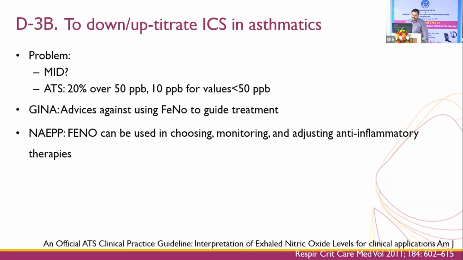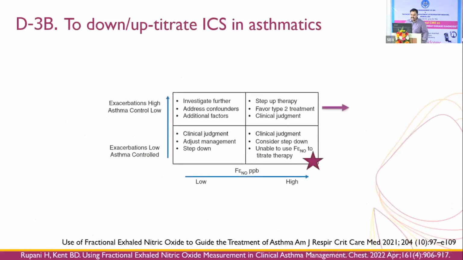GINA advises against using FeNO for guiding therapy, but the other guidelines say you can choose to monitor, putting it into the overall context. So you would likely have these four scenarios. One is your symptoms and asthma scores, if you're using ACT, ACQ, or whatever. If your asthma is clinically well controlled, the patient is not having many exacerbations, and the FeNO is low, then you can use your clinical judgment and step down your amount of inhaled corticosteroid and follow up these patients. You're likely to be doing well here.